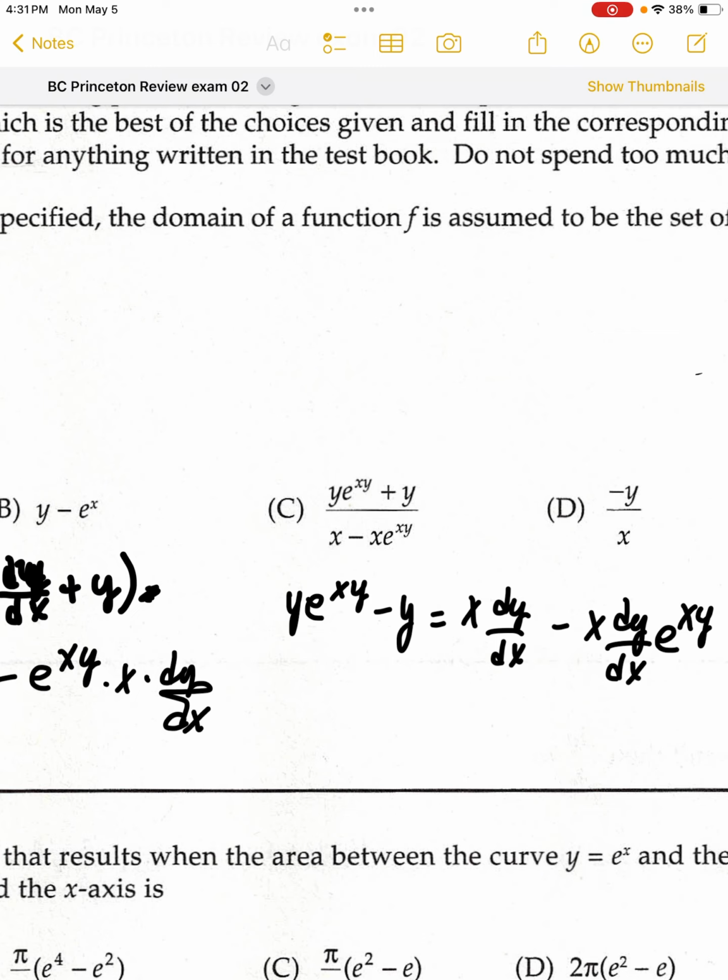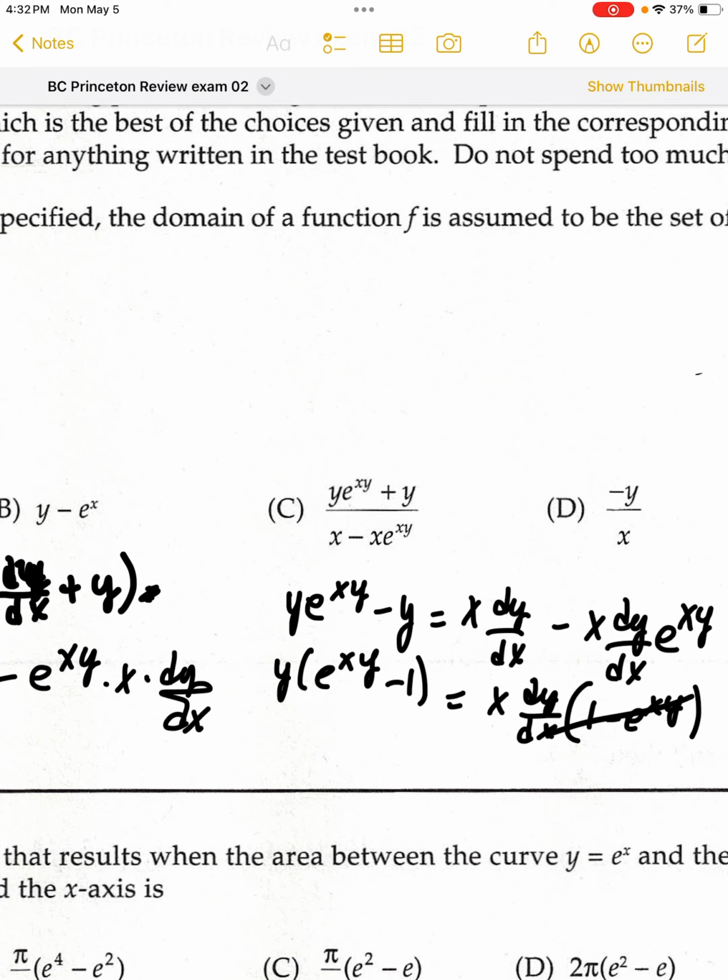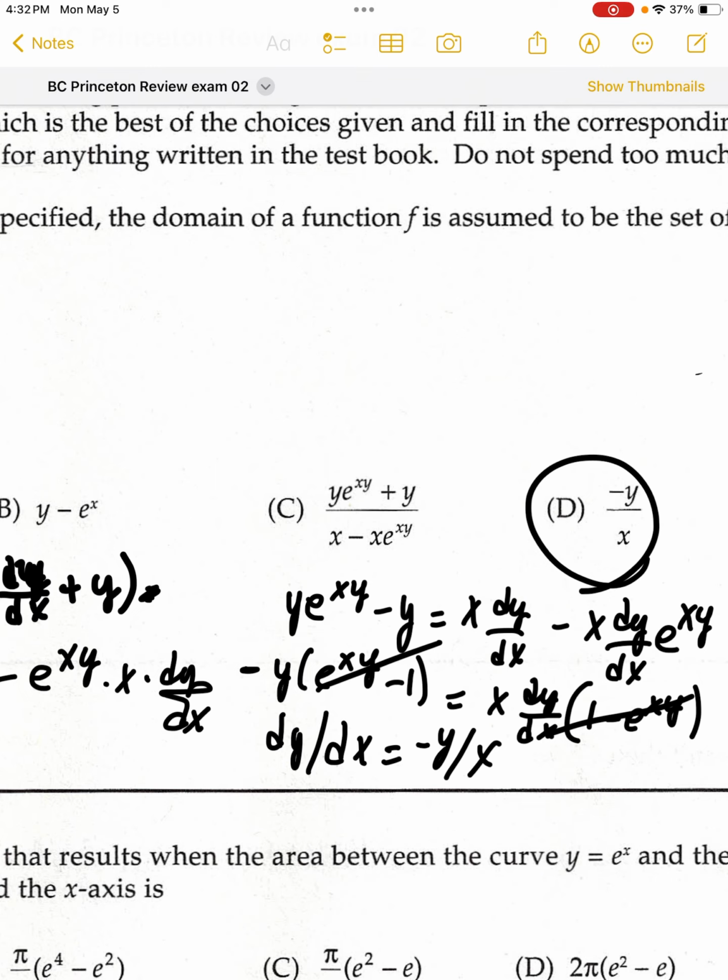Right, and I'm factoring in e to the xy minus 1 from both sides. We get this, y times e to the xy minus 1 equals x dy/dx times 1 minus e to the xy. Then we can divide these off and put a negative sign right here. So it turns out that dy/dx is just negative y over x. And that's choice D.